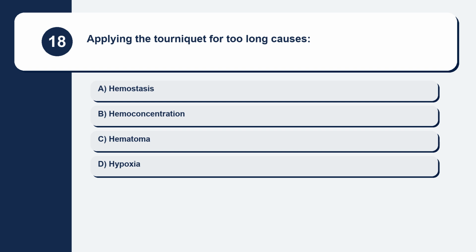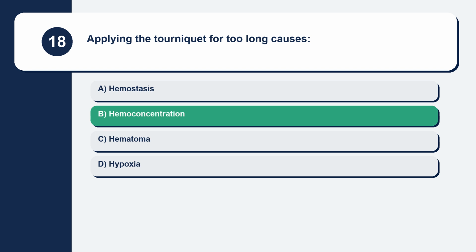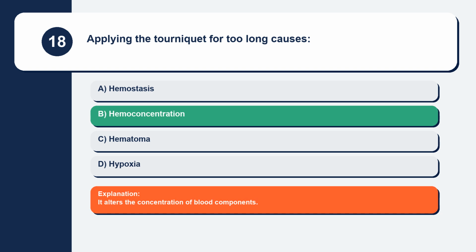Question 18. Applying the tourniquet for too long causes hemostasis, hemoconcentration, hematoma, hypoxia. It alters the concentration of blood components.